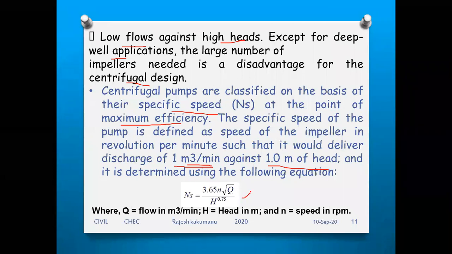The formula is Ns, the specific speed, equals 3.65 N root Q by H. What is the Q here? The flow. Okay, H is the head, and N is the speed in rpm. So with this calculation we can calculate the specific speed of the centrifugal pump.